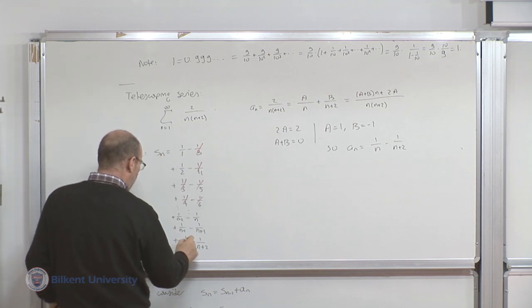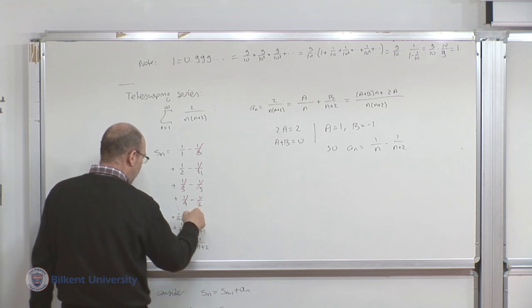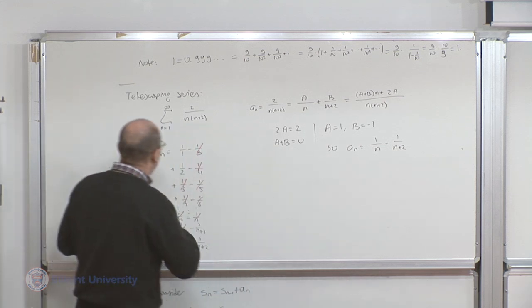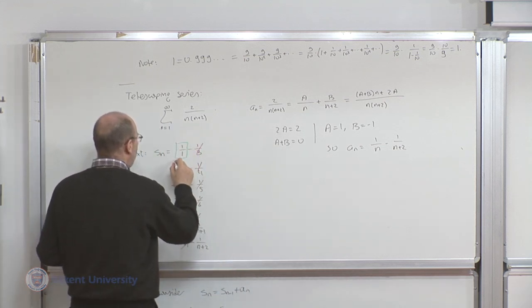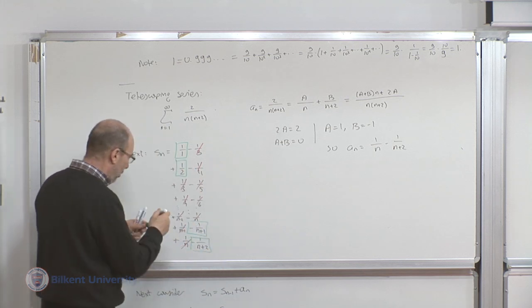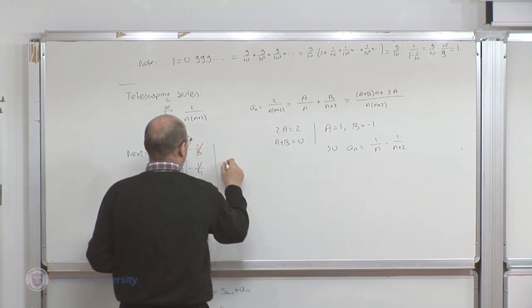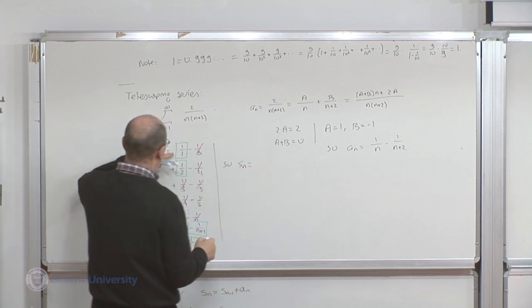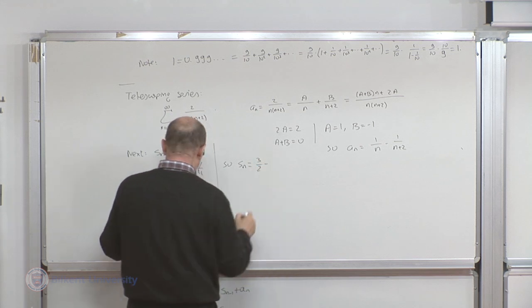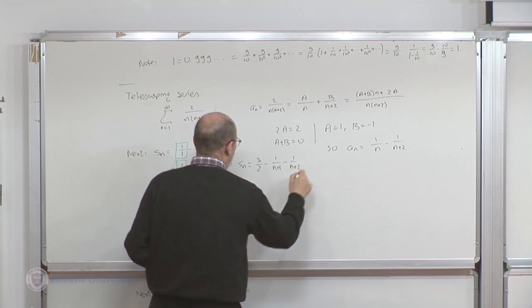And here, you see this will be canceled by this. So these are the only things which are not canceled. This is not canceled, this is not canceled. So S_n is equal to 1 plus 1 over 2, so this is 3 over 2, minus 1 over n plus 1 minus 1 over n plus 2.